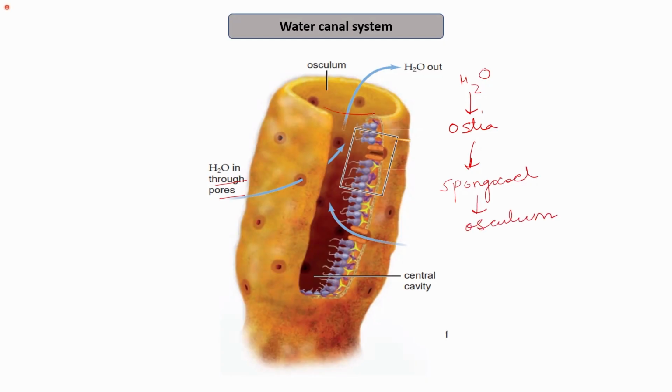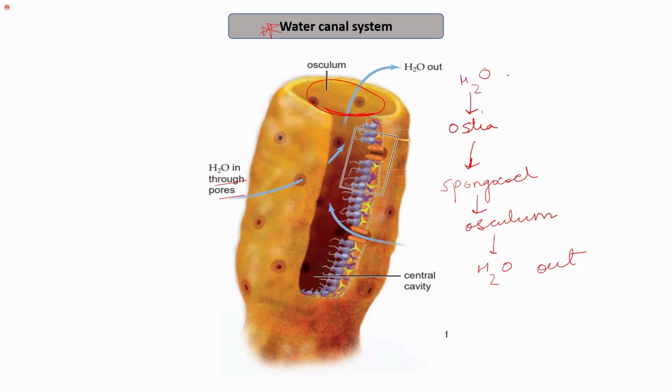Osculum is this outer pore. So this is the osculum. Water comes out through the osculum, and the water is then out of the body, right? So this is how the water is being taken up by the sponges. So they have a water canal system. This water canal system is really important to understand because it is particular to the poriferans.